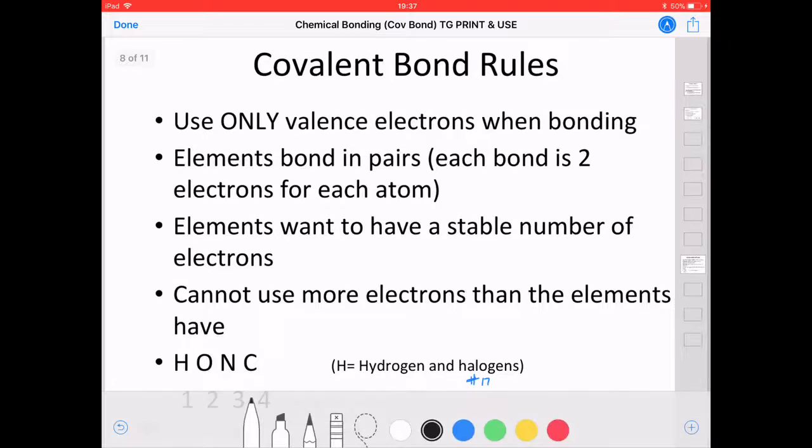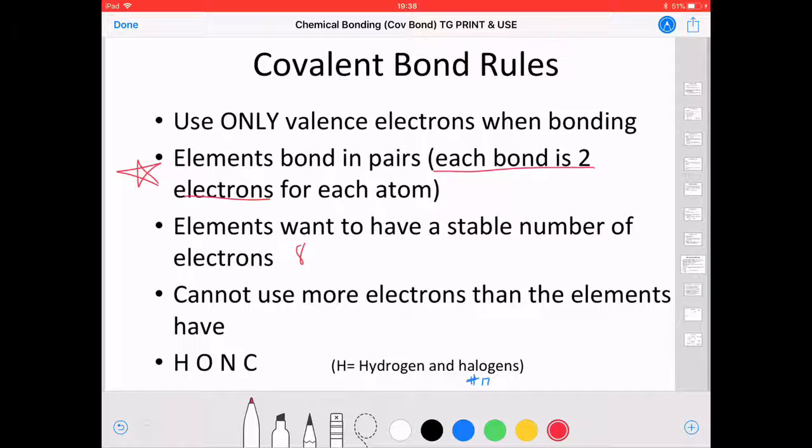This second rule is only for covalent bonds, and that is that each bond has two electrons in it. So when we draw a bond between two atoms, it represents two electrons. The third and the fourth both have to do with both covalent and ionic bonds. Of course, we already know elements want to have a stable number of electrons, typically 8. But we also can't use more electrons than what the elements already have according to their location on the periodic table and the patterns within that, meaning you can't add another electron or even take away an electron just because that's what you need to fill your diagram.